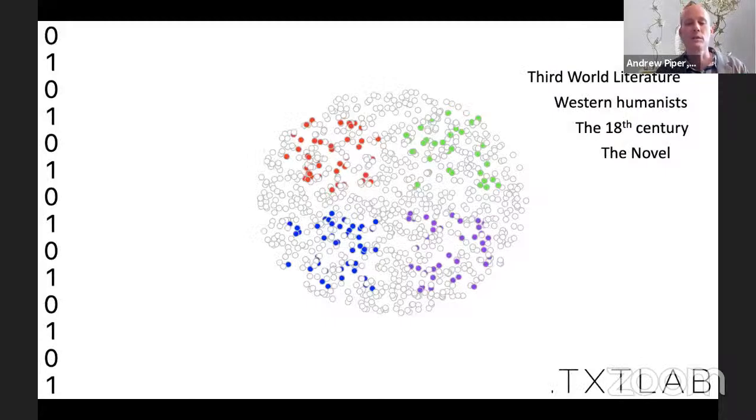They have distinctive communities within the larger whole. That is to say, the novel consists of subgenres, right? The different colors here represent a kind of internal structure to this thing called the novel, or this thing called third world literature. And understanding those smaller substructures is also an important part of the process.